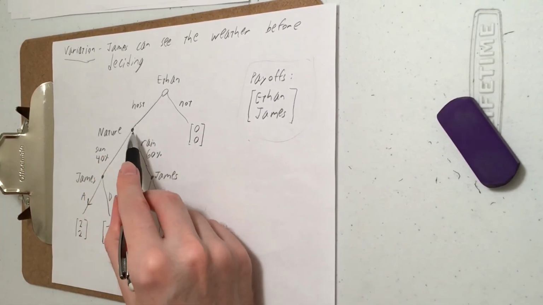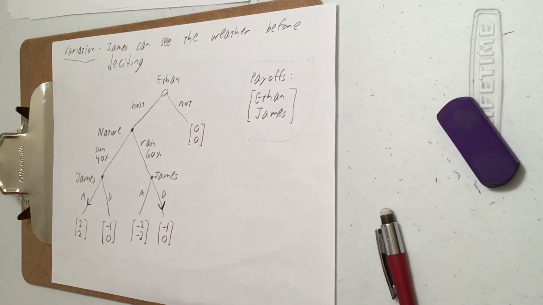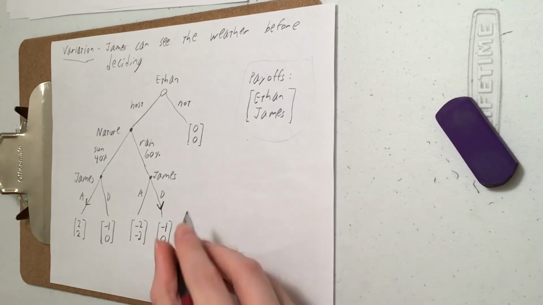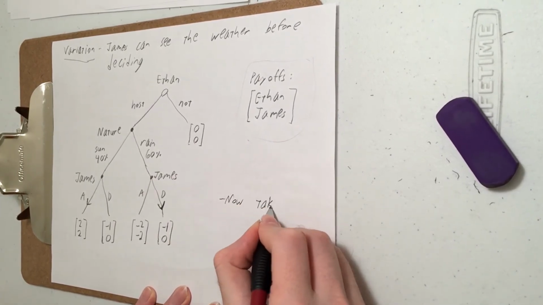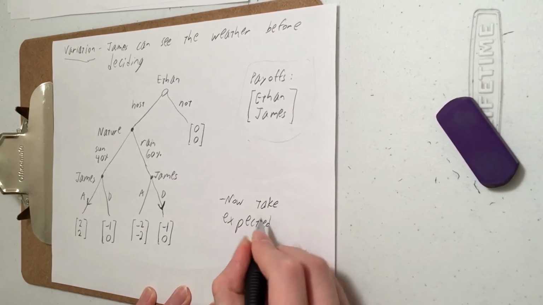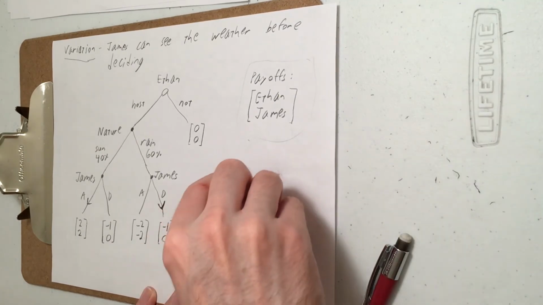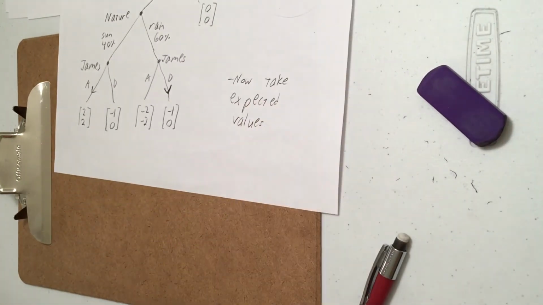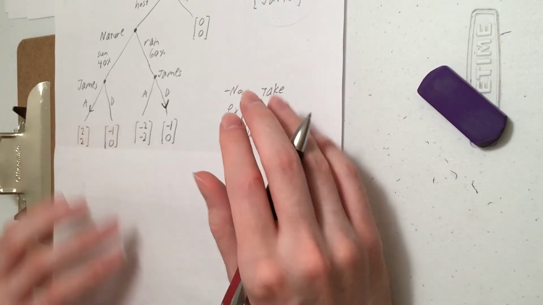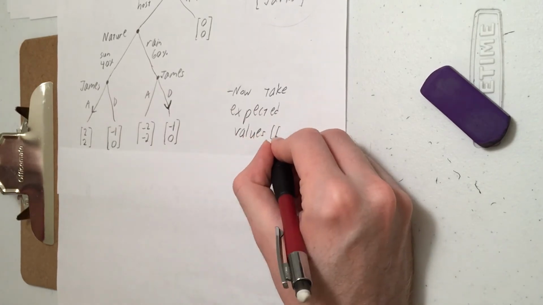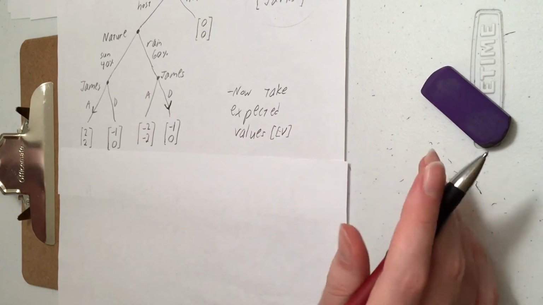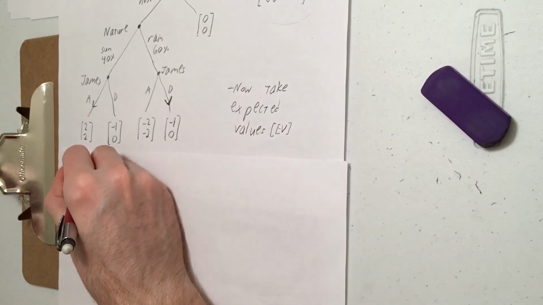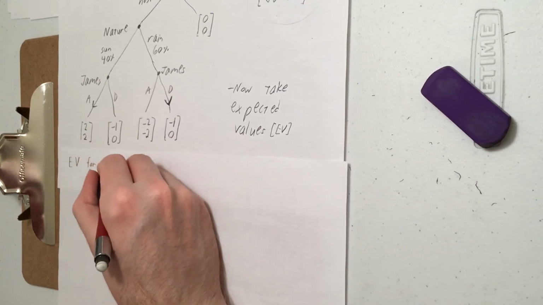So now we go up one step further. We're at nature. Nature is deciding at random whether it's going to be sunny or rainy. So we've got to start taking some expected values in order to resolve that uncertainty. Like I was saying before, EV stands for expected value. The payoffs are a little bit different here for each player, so I'll first find Ethan's expected value, and then I'll find James's.